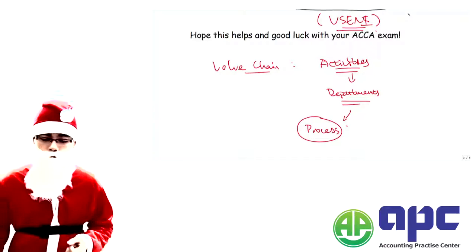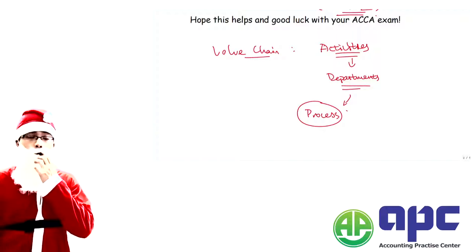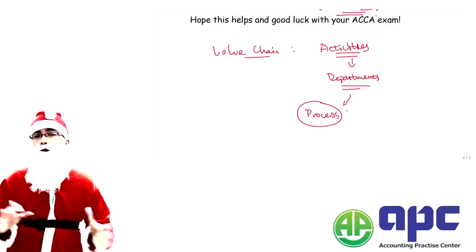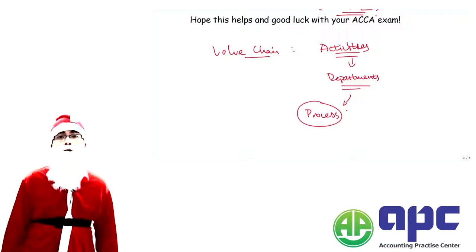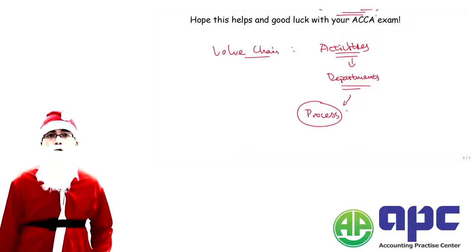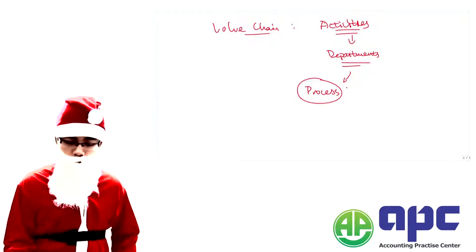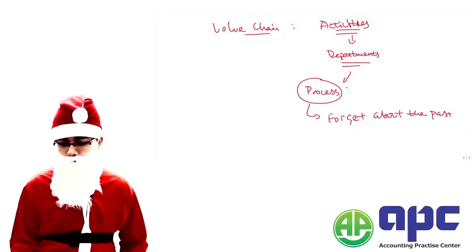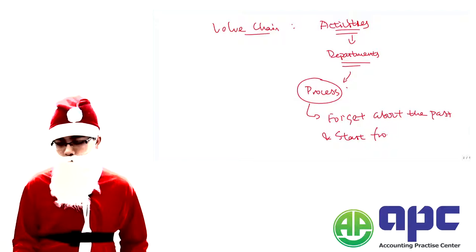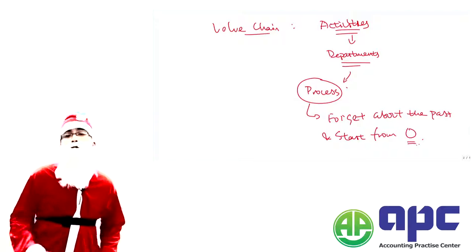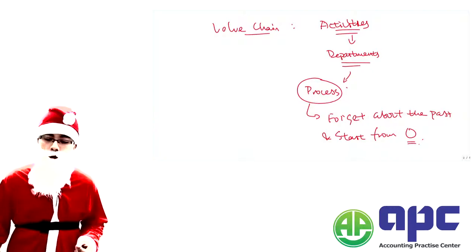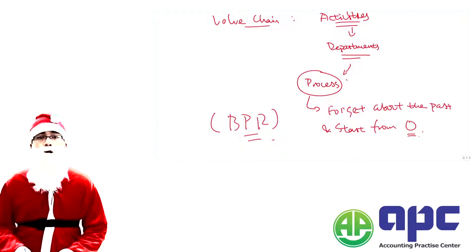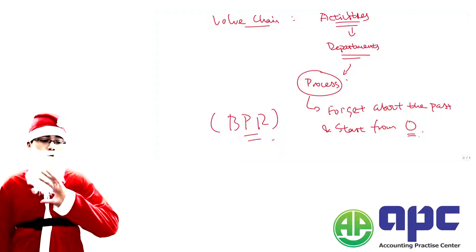In order to improve that business process, we've got lots of ways to do that. But basically, either we are using human beings or we allow the computer to do it. Whichever way you choose, that will be an example of improving the business process. But you can argue that if we were to forget about the past and start from zero, which means a blank page, that would be business process re-engineering. Basically, you're going to get rid of the existing process.